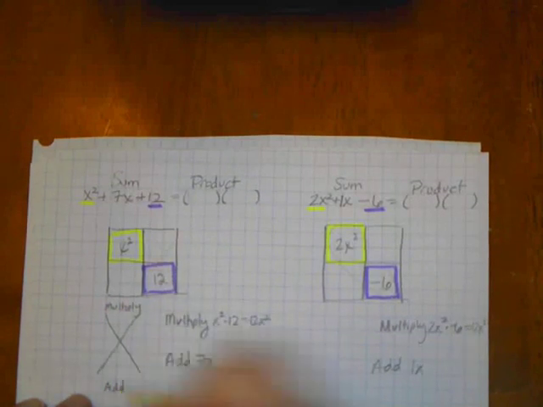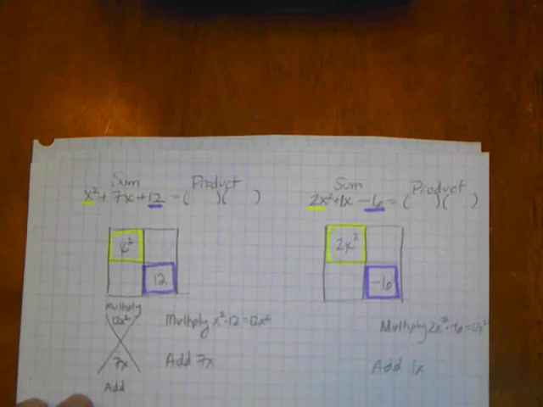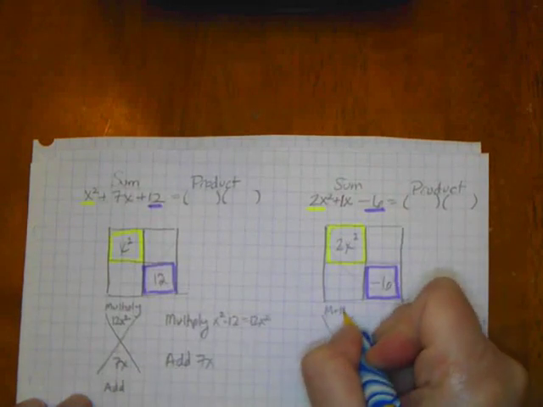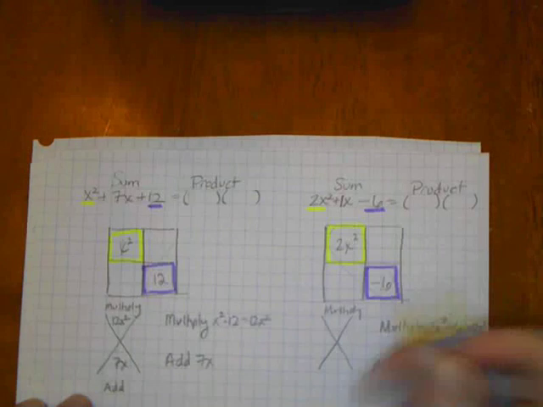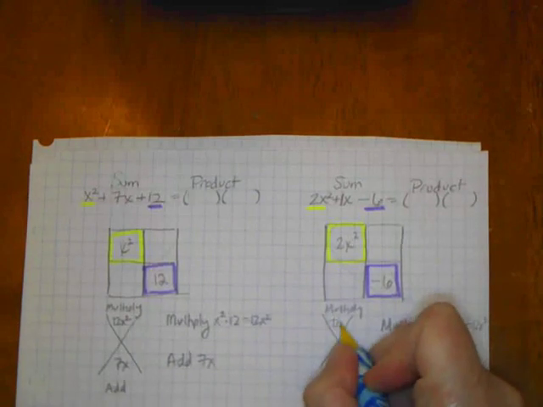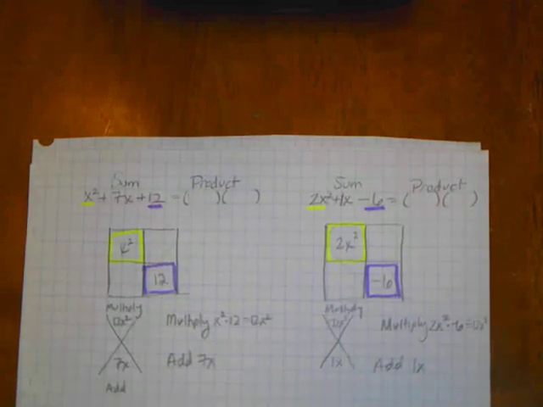So we're trying to think of combinations that in this case are going to multiply to be 12x squared and add to be 7x. And now over here we would be thinking of things that multiply to be negative, right? We said negative 12x squared and add to be 1x. So go ahead and pause and see what you can come up with.